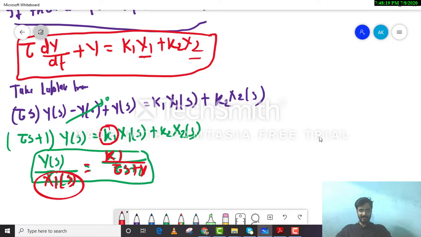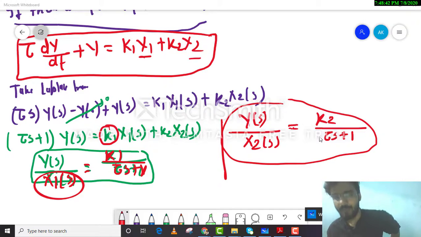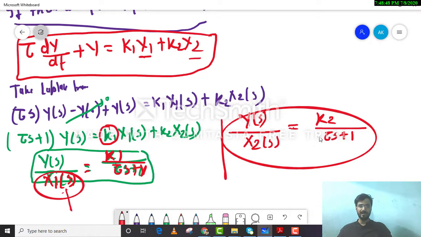Second thing is that there is a second input also. So here you can write Y(s) upon X2(s) is equal to K2 upon tau s plus 1. So what is the difference between these two? Just try to understand, our Y(s) is going to depend upon, if you change a step input in X1, then you will be getting a different output.